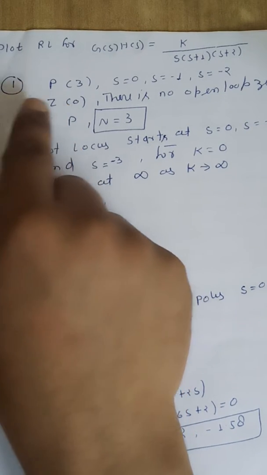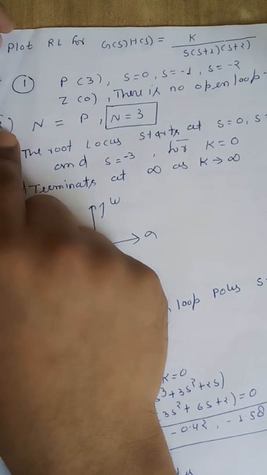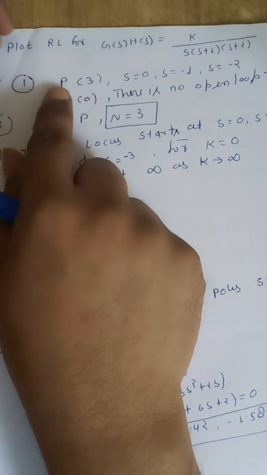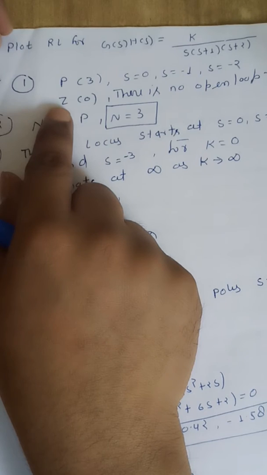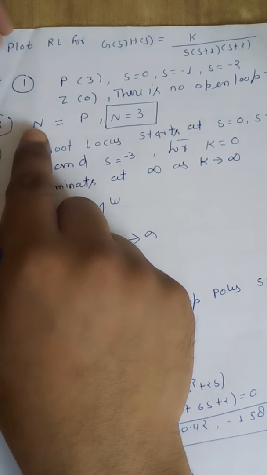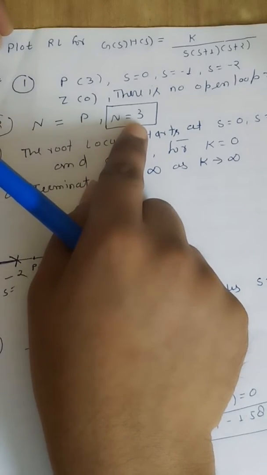Now let us see second rule. Already we have seen second rule. In second rule, we will decide total number of branches for the root locus. So here P is greater than Z. That means number of branches of root locus is equal to number of open loop poles. So here we have three branches for the root locus.